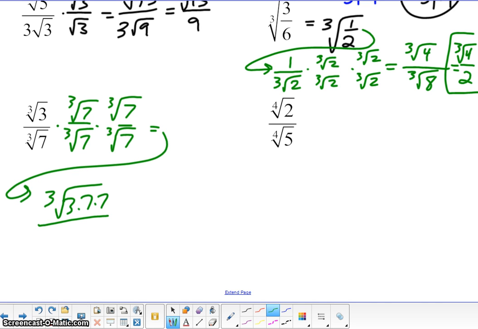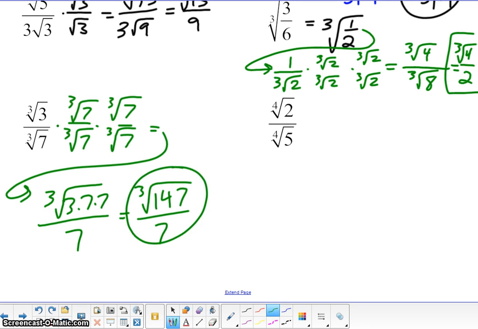Ooh, what is that? And then all over 3 cube root of a big number, which ends up being 7 at the end. You may have noticed that pattern. And then when you multiply 3 and 7 together, you get 147. And there are no perfect cubes that go into it. So that's going to be your final answer.